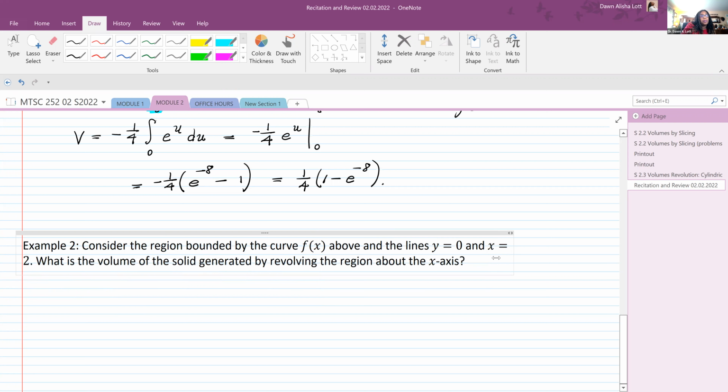Okay, so the second problem says, consider the region bounded by the curve f of x above, which is the same region we had. And then it's bounded by the lines y is equal to 0 and x is equal to 2. So I'm going to pick up that region and move it to this other part of the problem, because I decided to use the same region.